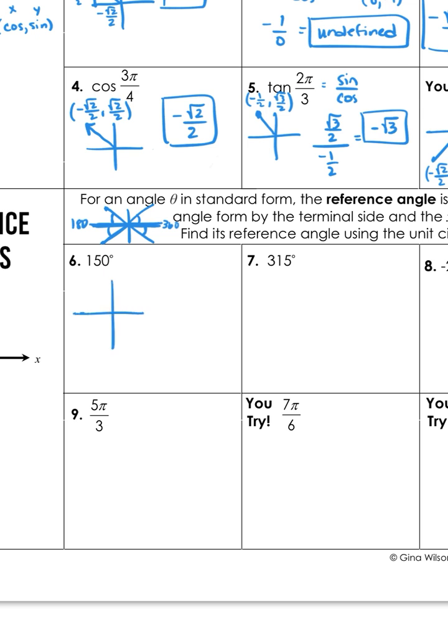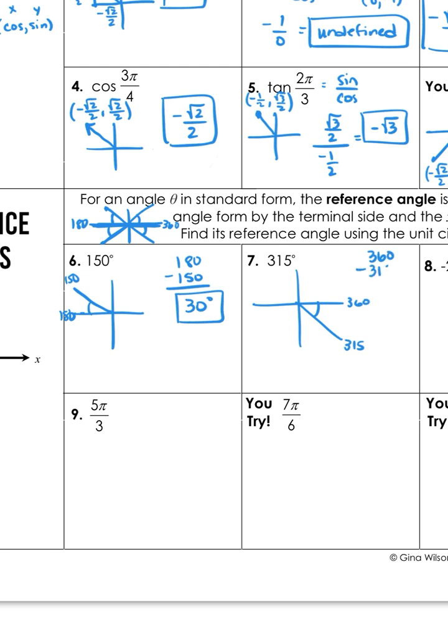I'm going to figure out where's my angle. So 150 is in this quadrant. And if 150 is here and 180 is here, I just need to find the distance between the two. So I just take the bigger one minus the smaller one, and I get 30 degrees. For 315, it's down here. So there's 315, here's 360, and I need to know that distance. So we're going to subtract 360 minus 315, and we're going to get 45 degrees.